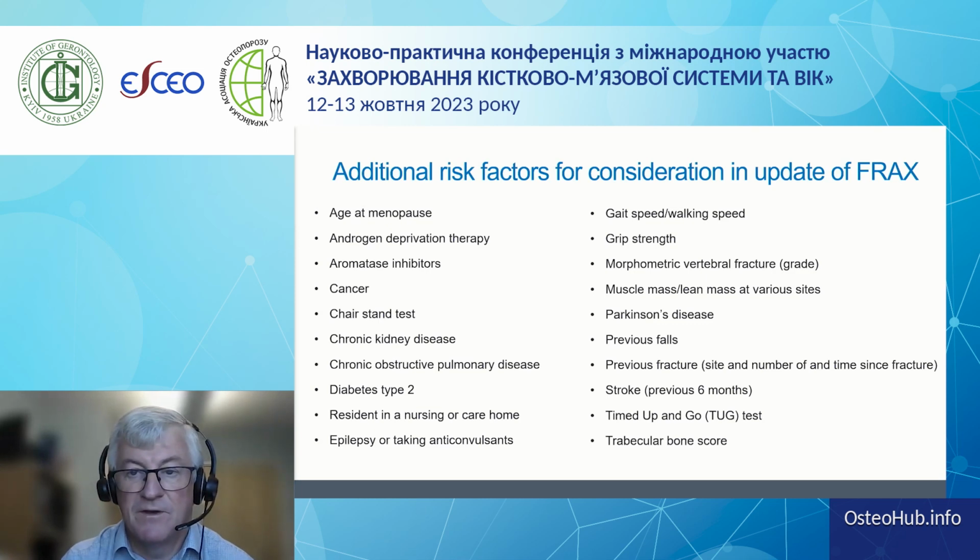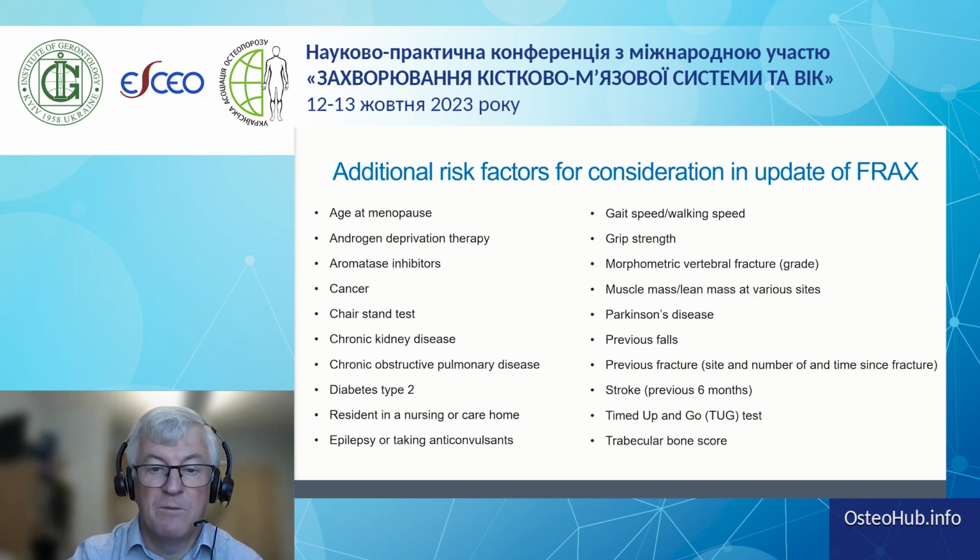There's lots of additional risk factors that we might consider in an update of FRAX. As you can see, some of these relate to other aspects of the musculoskeletal system, so particularly around muscle strength. So we're looking at considering things such as chair stand tests, gait speed, grip strength. Previous falls is very easy to find or to inquire about in the clinic, and so on. We're also going to be looking at more diseases associated with the risk of fracture, such as Parkinson's disease, diabetes, and so on. So it's really an exciting time, a busy time that will lead to a new version of FRAX in the next few years.